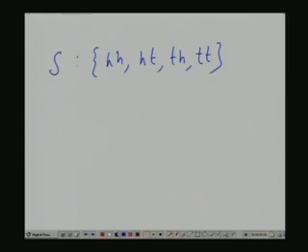In that case, I can have a subset, say A, as follows. What is the subset? It is a subset of those events, these are all events, where at least one head has occurred. Similarly, I can have another subset.